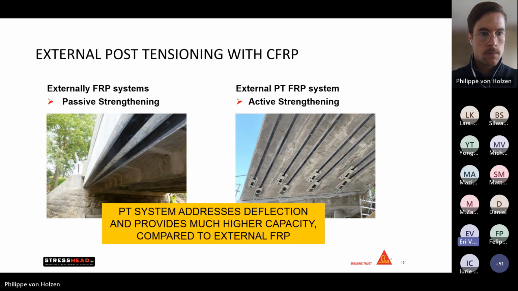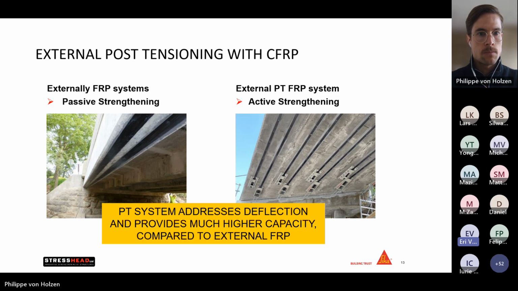All right, so now let's start diving into the post-tensioning side, right? What's the difference between your traditional externally applied FRP systems and externally PT FRP systems? A standard epoxy bonded FRP system is considered passive strengthening, right? What that means is that the structure is under some current stress, then you apply the carbon fiber, and the carbon fiber sits there until a new load is introduced to it, in which case it engages and provides that additional strengthening.